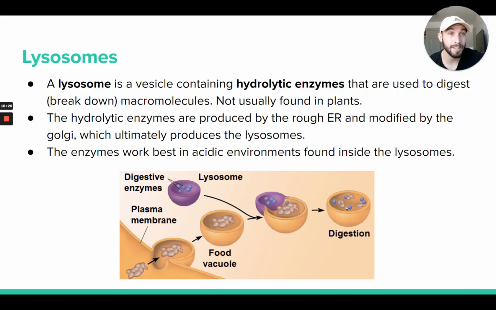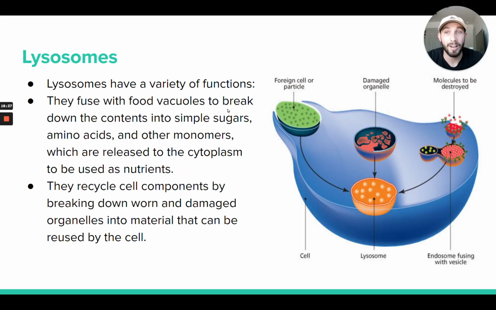So that's what lysosomes are doing a lot of times, breaking down these large macromolecules back into monomers that the cell can then use to start building whatever it wants to build. And so that's a good example. This picture is also showing you a food vacuole that's being fused with a lysosome to then break down that material.